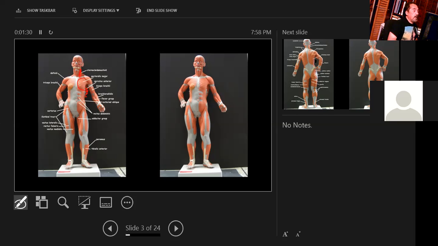Then after that, we're going to look at the rectus abdominis, and this is going to be the obliques. How did they know it was external oblique? The fibers are going downward, and that's going to be the obliques, specifically external oblique. All right.